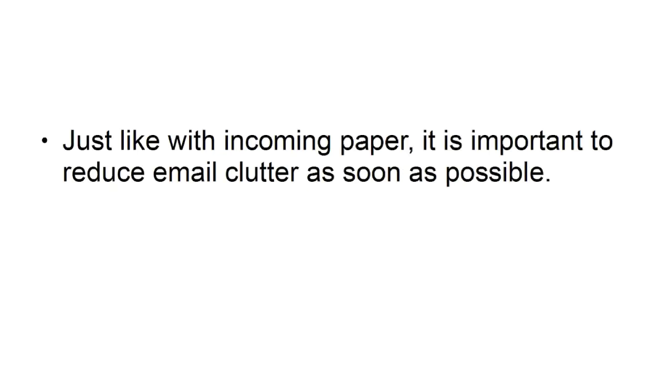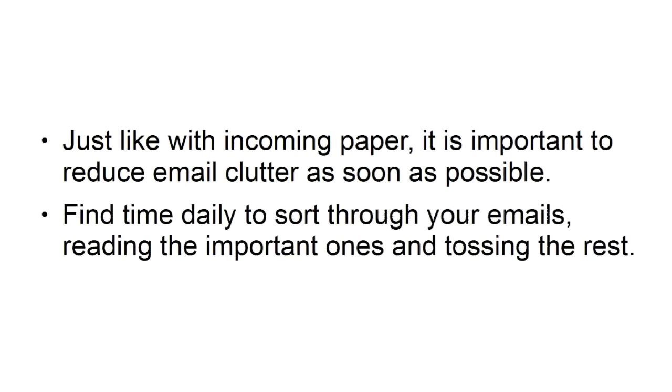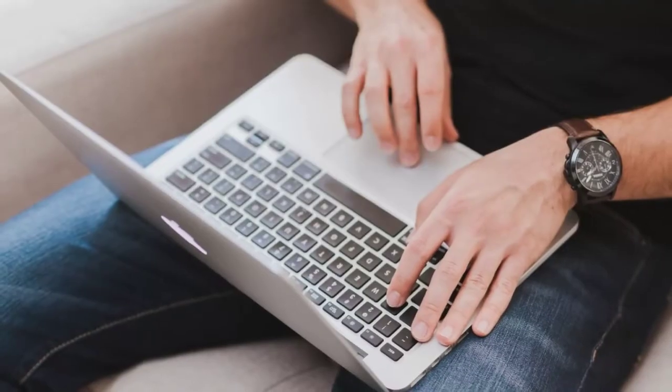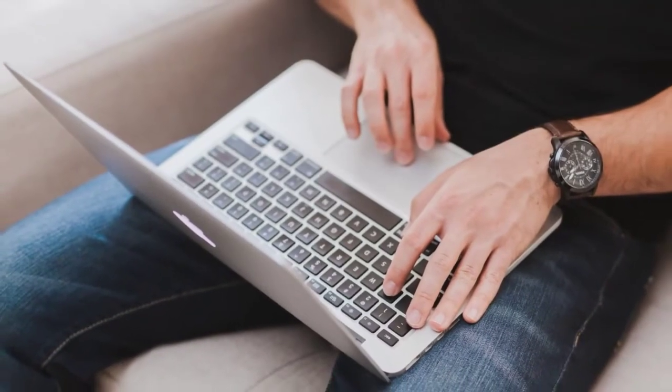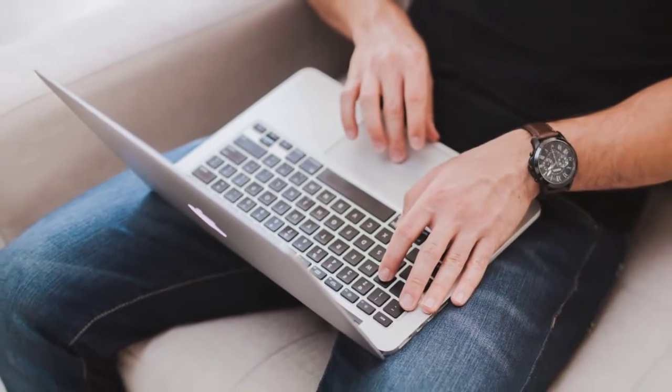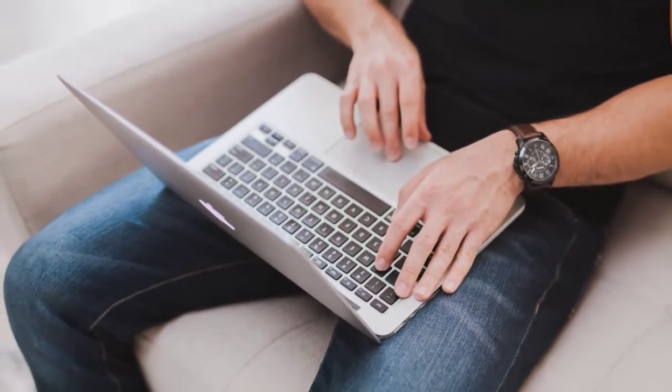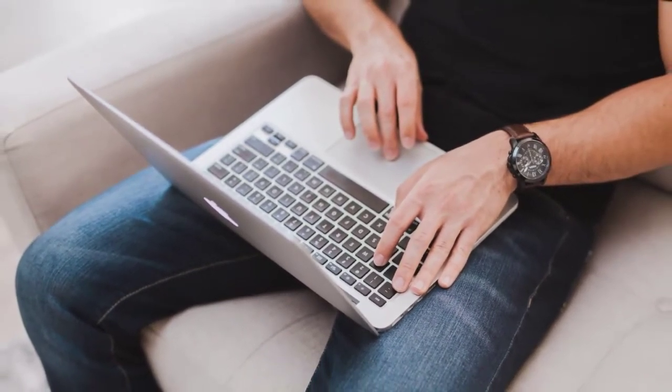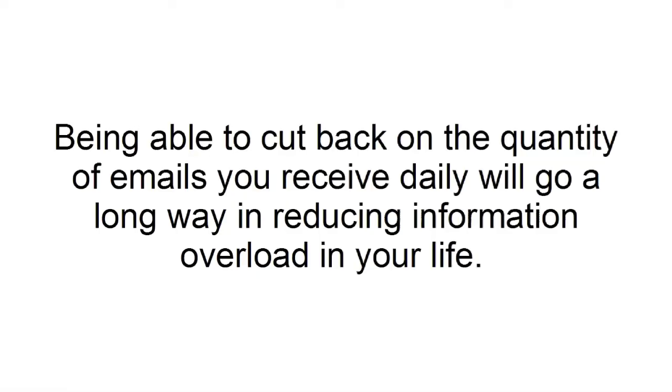Number 4. Eliminate email clutter. Just like with incoming paper, it is important to reduce email clutter as soon as possible. Find time daily to sort through your emails, reading the important ones and tossing the rest. Create an electronic filing system to store important emails that you may need to look at later. Evaluate the emails you receive and decide which lists you can safely unsubscribe from. Being able to cut back on the quantity of emails you receive daily will go a long way in reducing information overload in your life.